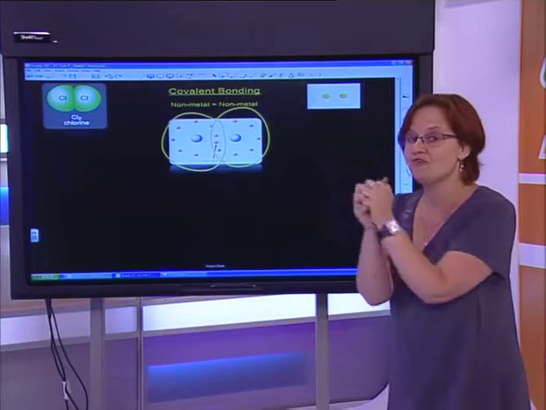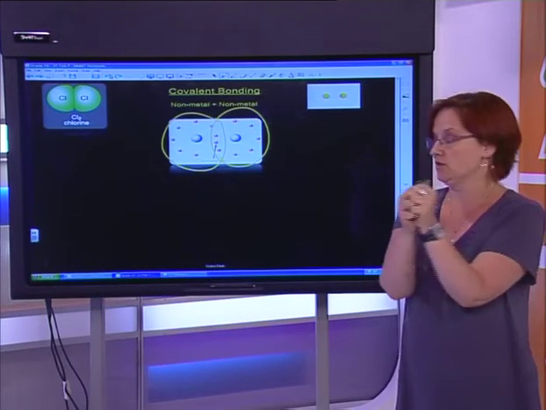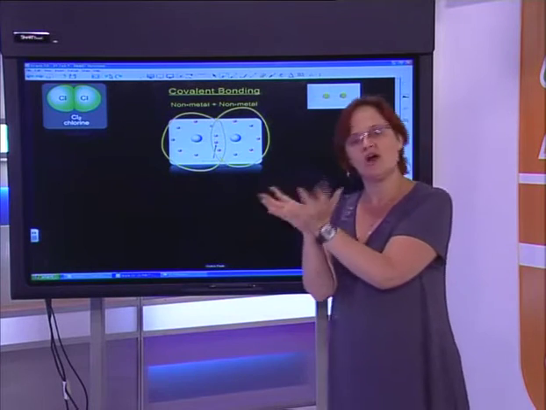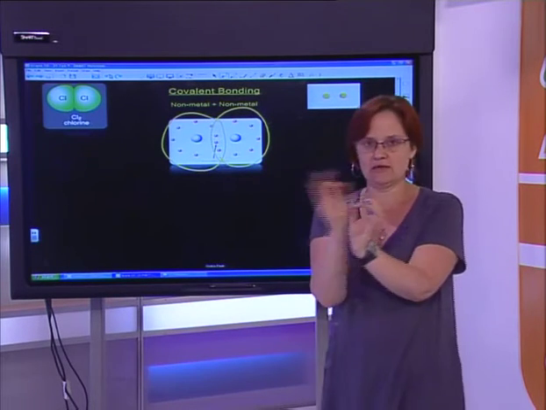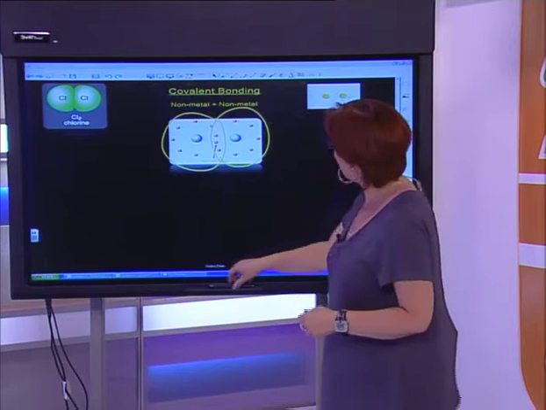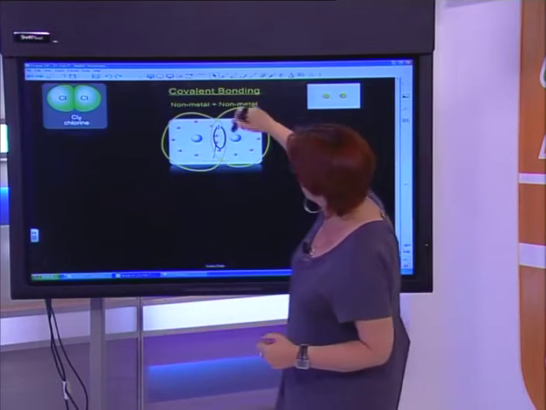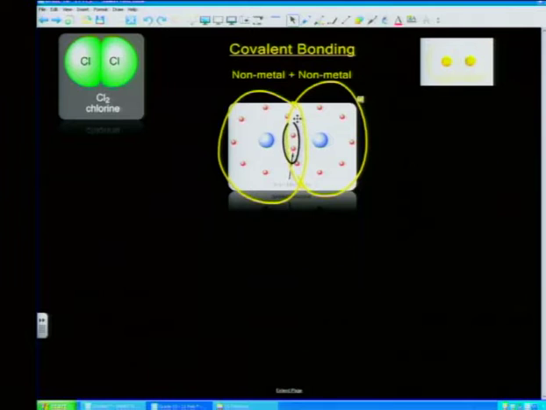Now, the covalent bond is the first bond we're going to look at. It only happens between a non-metal atom and a non-metal atom. You cannot get it with any other. It's characterized by the sharing of electrons. That shared electron pair is very, very important.